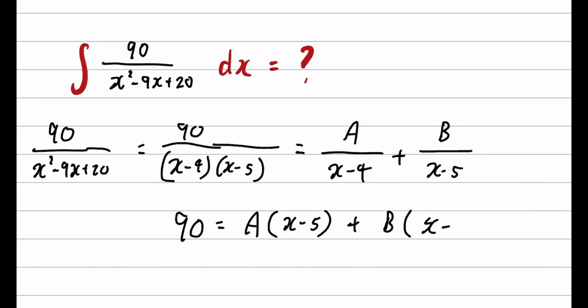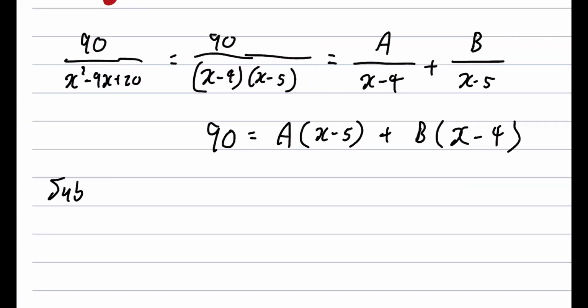This is from A-Max. So I'm going a little bit faster. I hope you don't mind. Okay, then a few ways we can do this. One way is to pick a good value of x. I will choose x equal to 4 and x equal to 5.